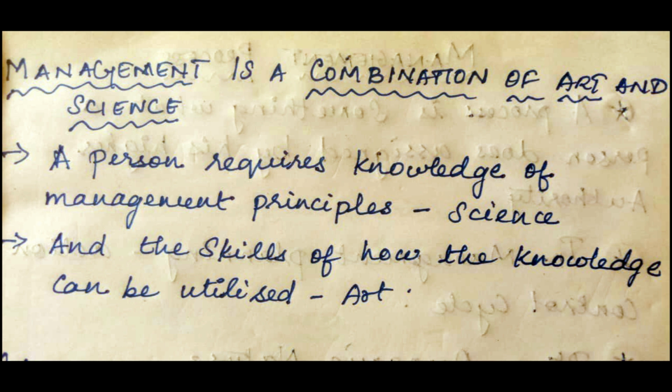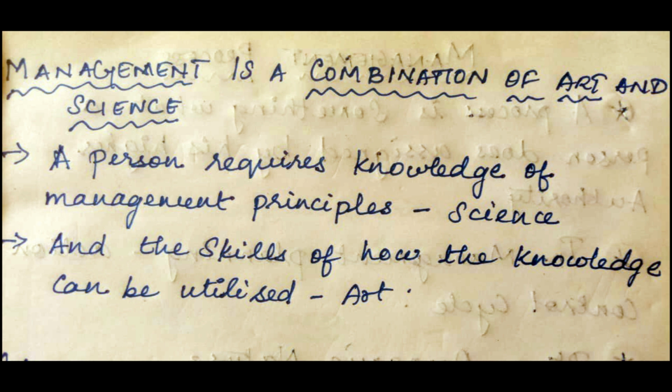So, for a person, he or she, to have knowledge of management principles, they need to have particular knowledge of how to apply those theories and what the different theories and principles of management are. So, that is the science aspect of management. Now, what is the art aspect of management?